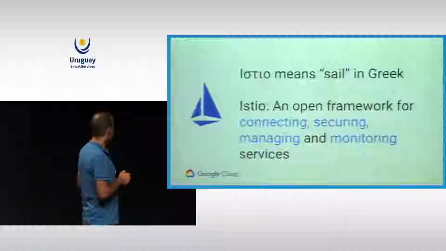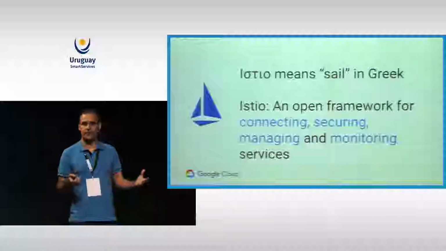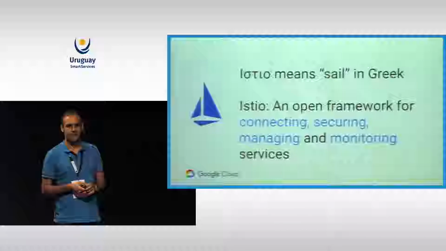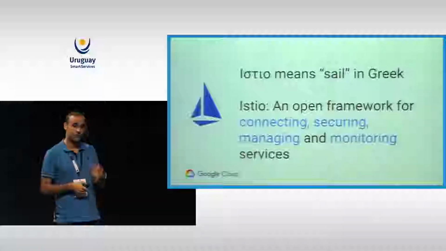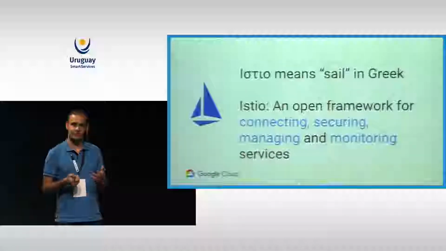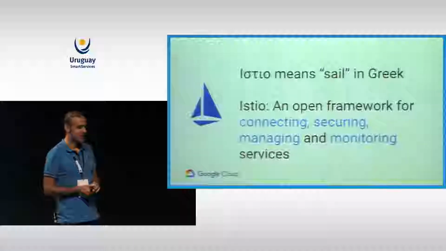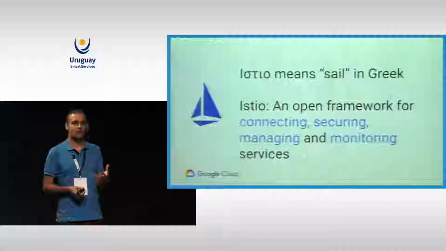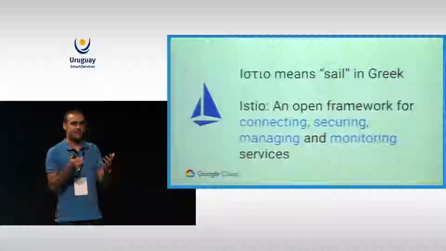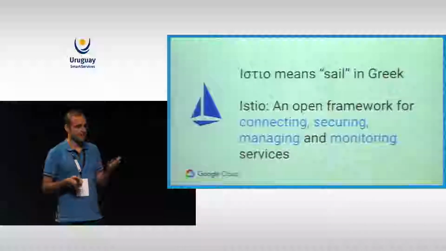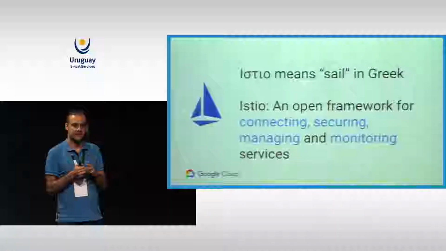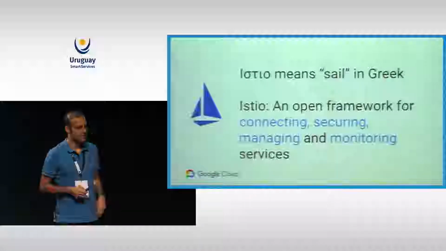All right, so Istio, what is it? It's another Greek word. I don't know why open source people are obsessed with Greek words, but the good news is that it's not mispronounced. It's actually Istio in Greek as well. And as I mentioned, it's just an open framework for connecting, securing, monitoring, and managing microservices. That's what Istio is in a nutshell.